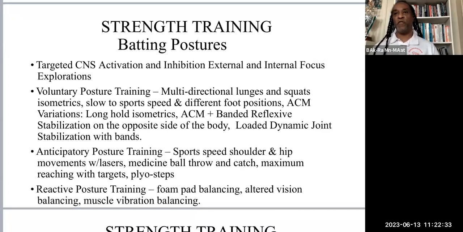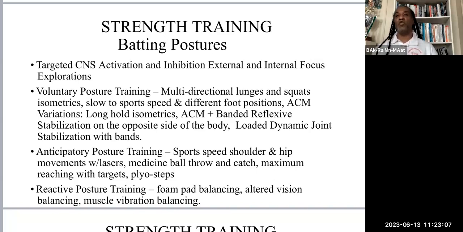Strength training from a batting perspective, strength training, batting postures. Targeted CNS activation and inhibition, external and internal focus explorations. Firstly, CNS, for those who don't know, stands for central nervous system. And this activation and inhibition of the central nervous system is something that happens all the time in movement.